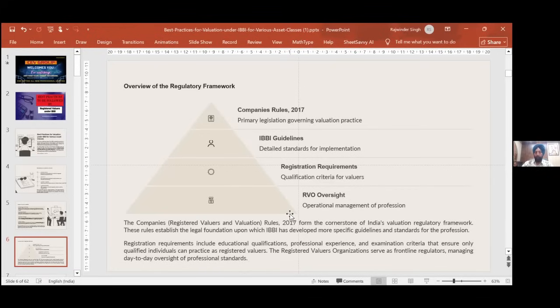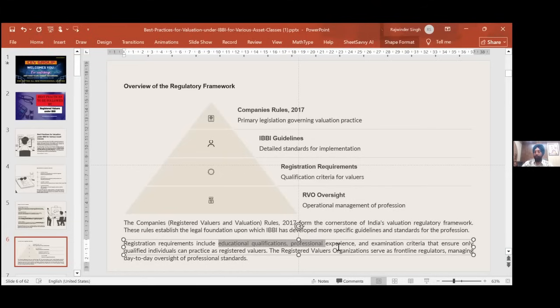Registration requirements include educational qualification, professional experience, and examination criteria. These are three things you have passed through: you have the requisite educational qualification, you have the requisite professional experience, and you have passed the examination as far as the IBBI criteria is concerned. That ensures that only qualified individuals can practice as registered valuers in India.